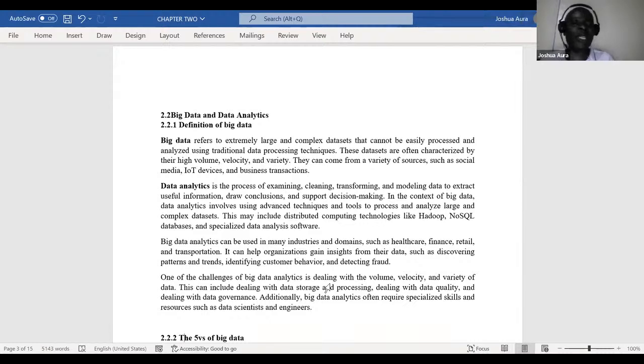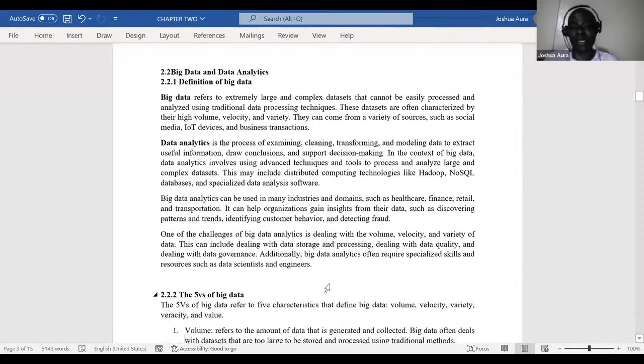This can include dealing with data storage and processing, dealing with data quality, and dealing with data governance. Additionally, big data analytics often requires specialized skills and resources such as data scientists and engineers.